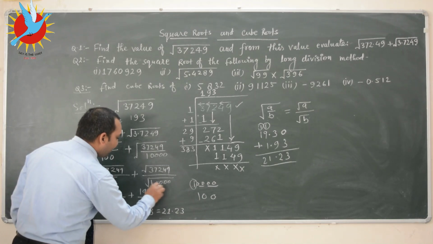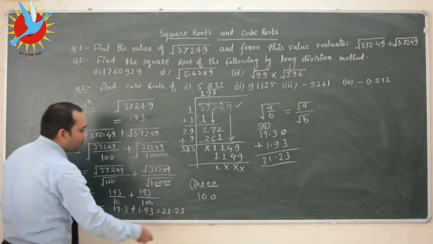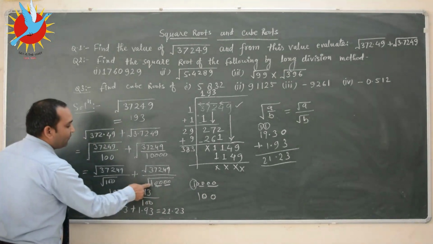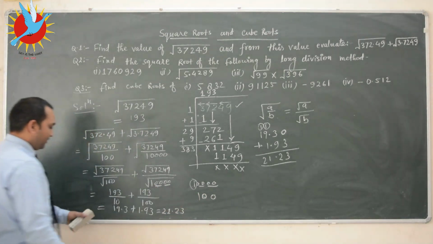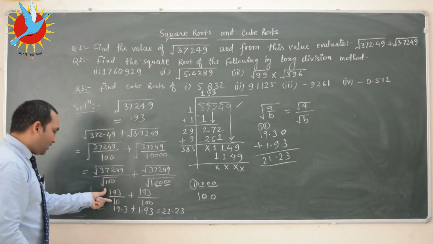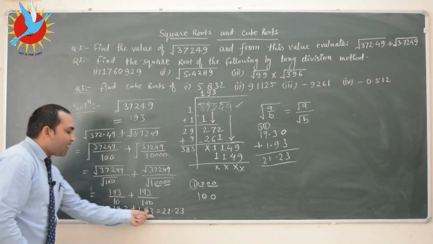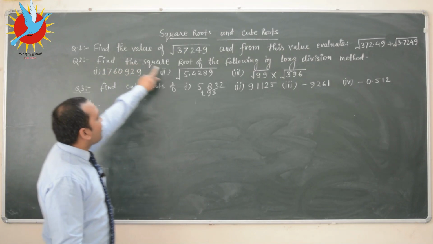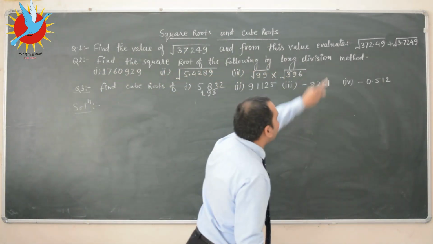So the number of pairs of 0 is 2 pairs, so we bring down 2 0 and write the square root of 1, that is 1. Similarly, we calculate the fraction into the decimal form and then add. Okay, so find the square root of the following by the long division method.